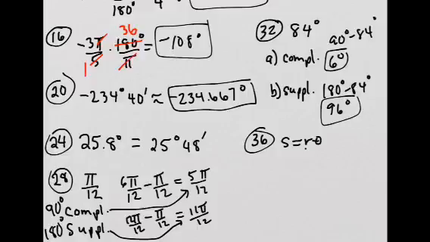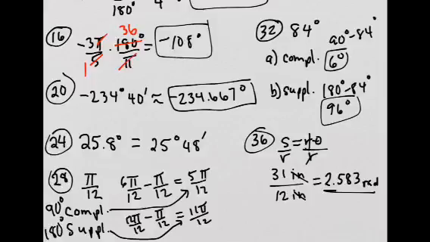So for 36, we're going to use the arc length formula, s equals r theta. They want theta in radians, so we're dividing by r. And so the arc length for 36 is 31 inches, and the radius is 12 inches. So that's pretty much it, but you could take a calculator and get the decimal. So when you put 31 over 12 in a calculator, you get 2.583 radians. Okay, that's it for that one.